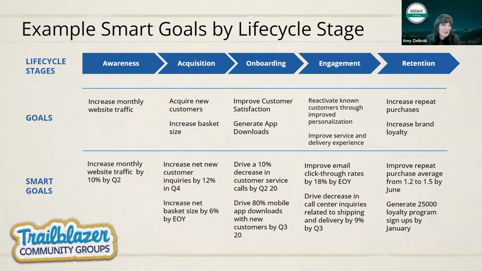Improve service and delivery experience. So drive a decrease in call center inquiries related to shipping and delivery by 9% by Q3. That's very specific, right? So we are trying to make sure that we are not having issues with our shipping and delivery.